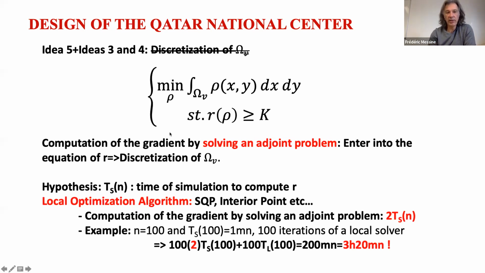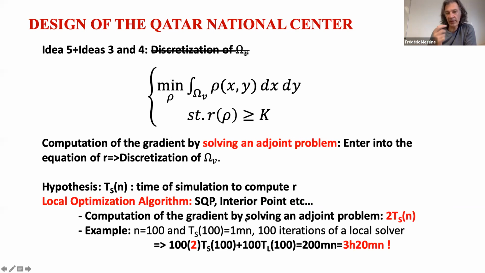We enter into the equations, and we can use an adjoint problem. I will show you how it works afterwards in electromagnetics. You have to solve an adjoint problem, but you have to enter the equations. You cannot use finite difference methods anymore. You have to enter these equations, and you can see the computation of the gradient.